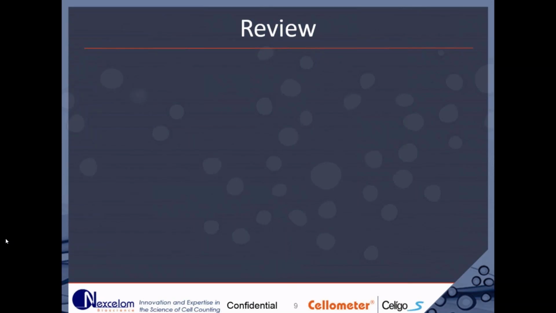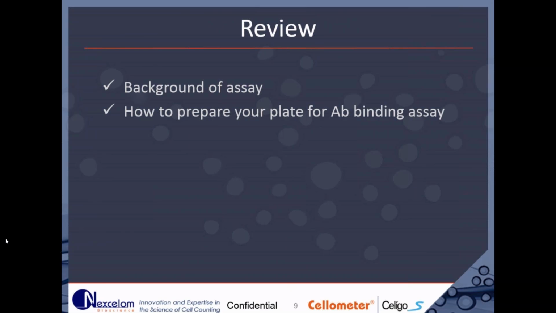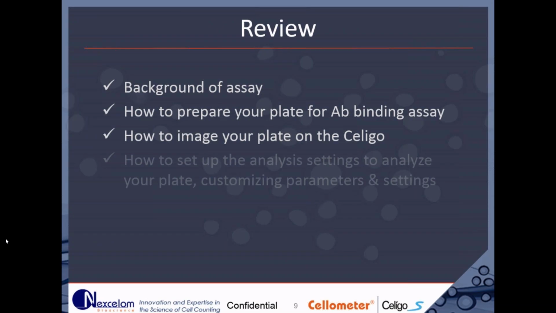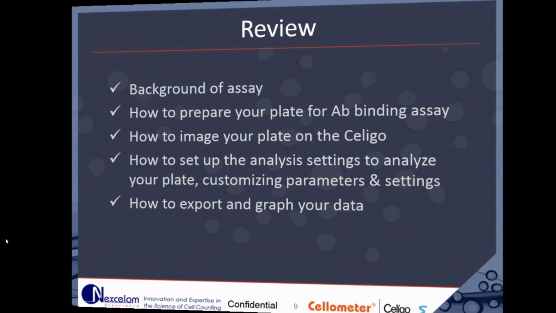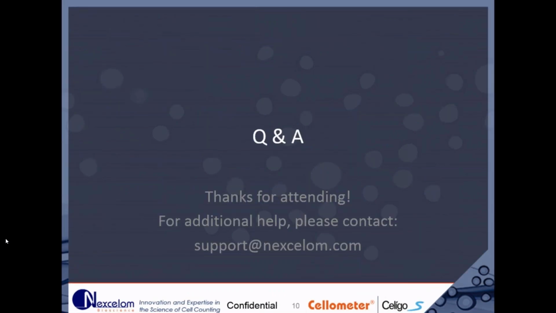So basically, to review, we've covered when and why you would use this assay, how to prepare your plate for an antibody binding assay, and then how to image your plate on the Celigo, as well as how to set up the analysis parameters. The default settings are pretty close, just a couple of minor changes, and then also how to export your data and plot them into a graph. So at this point, I would like to open up the forum for any questions that we can help answer for the attendees.